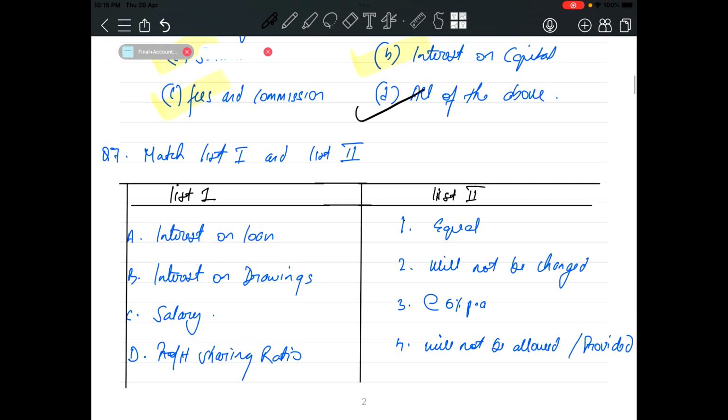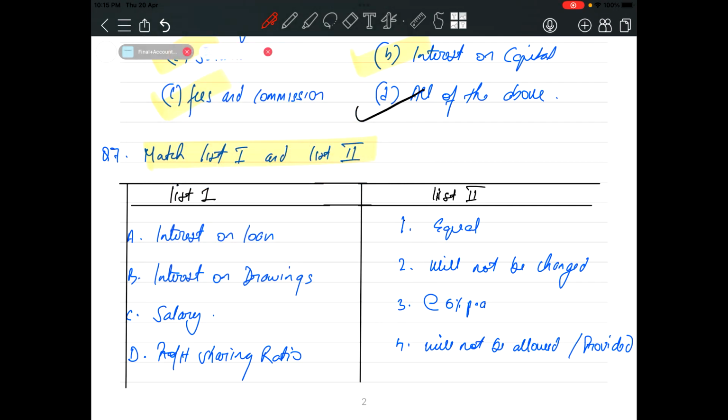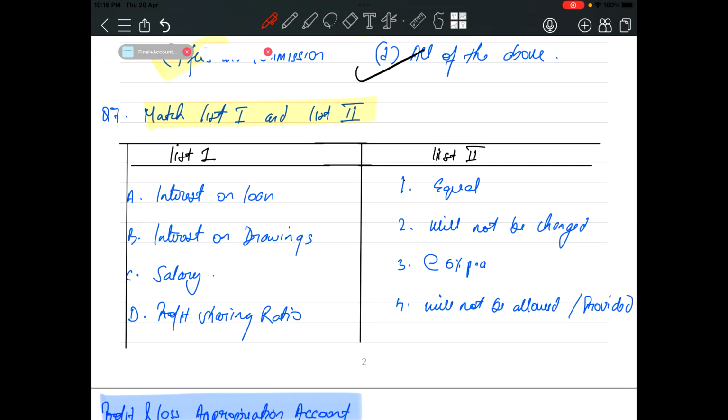Now come to question number 7. You'll get this type of questions. This is from previous years. So what is the question saying? Match list 1 with list 2. So we have to basically match the items from list 1 and list 2. Now see what will be the answer. Interest on loan, this is the first, A. Now you have to select the correct option from these 4 options.